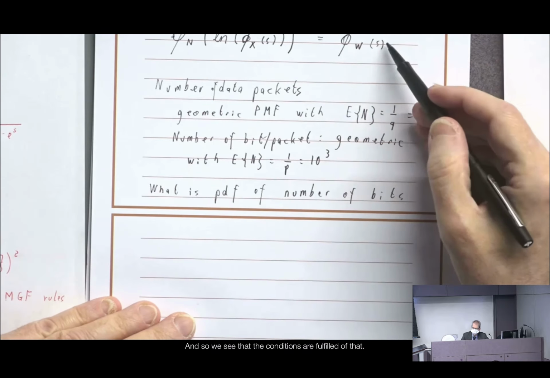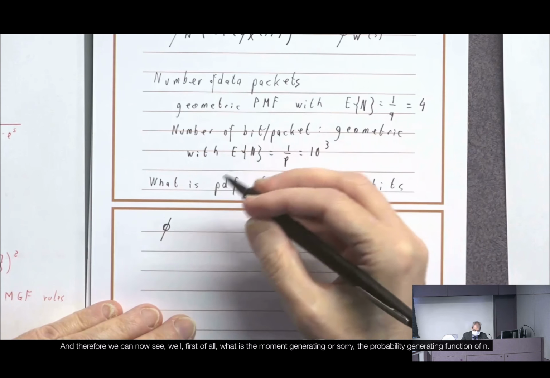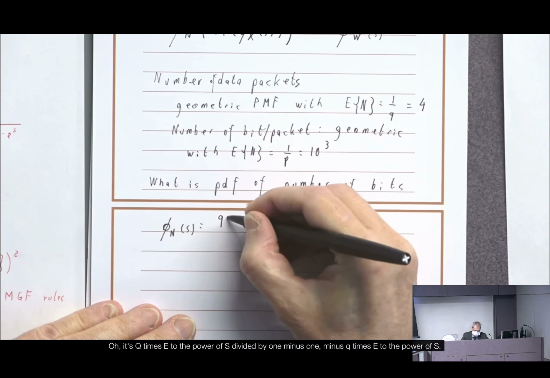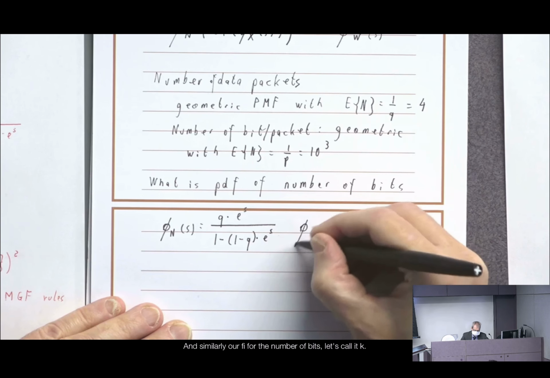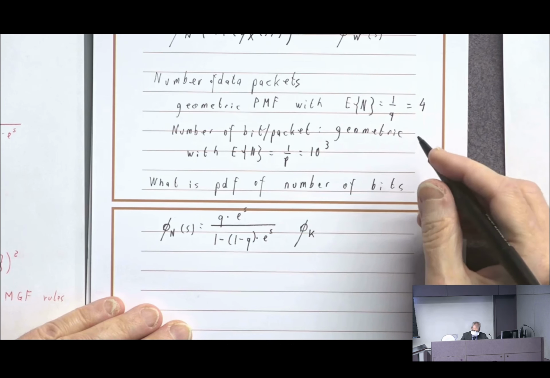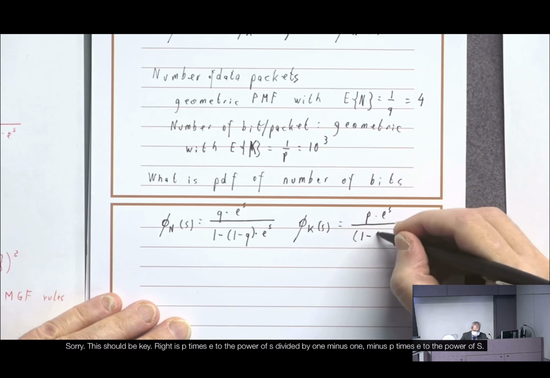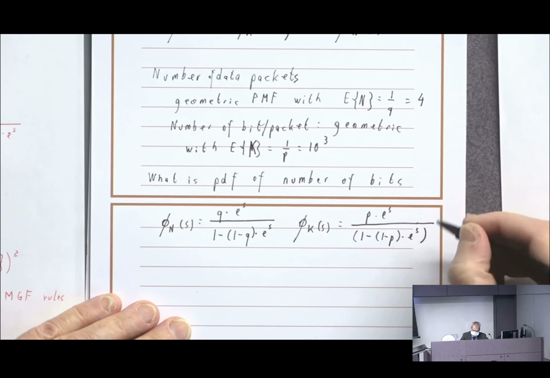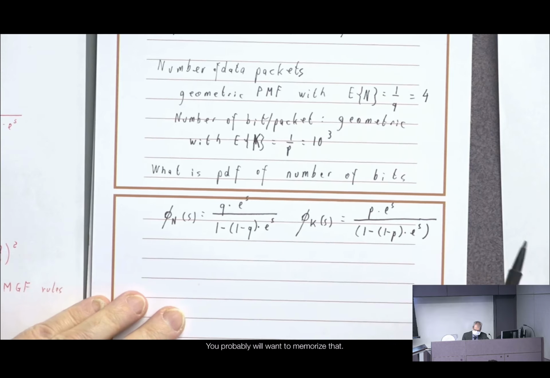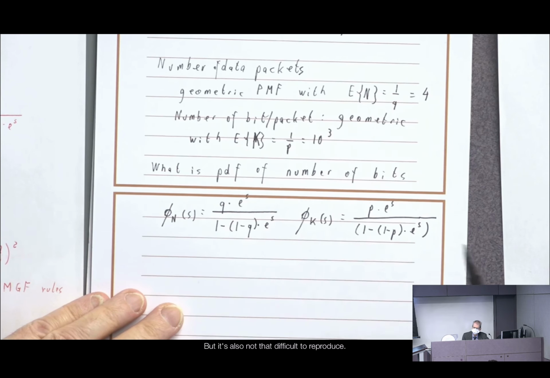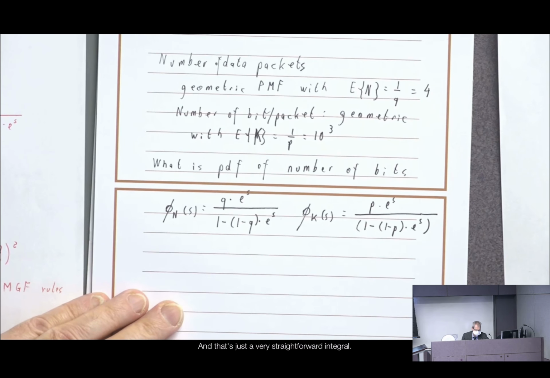And so we see that the conditions we set for this sum are fulfilled, and therefore we can say, well, first of all, what is the moment generating function of N? Well, it's q times e to the power of s divided by 1 minus q times e to the power of s. And similarly, our phi for the number of bits, let's call it K, sorry, this should be the expected value of K, is p times e to the power of s divided by 1 minus p times e to the power of s. If you're wondering about this equation, we went through that several lectures ago, so this is one of the equations that you might find on the cheat sheet, or otherwise you probably will want to memorize it, but it's also not that difficult to reproduce, because you just need to go into the defining equation for the moment generating function and plug in the PMF, and that's just a very straightforward sum.